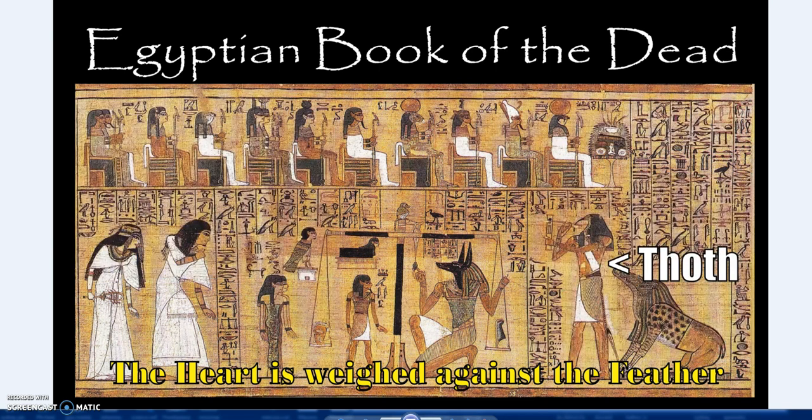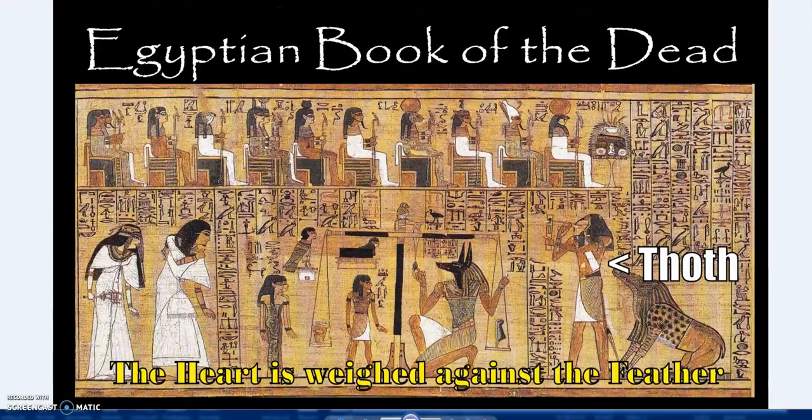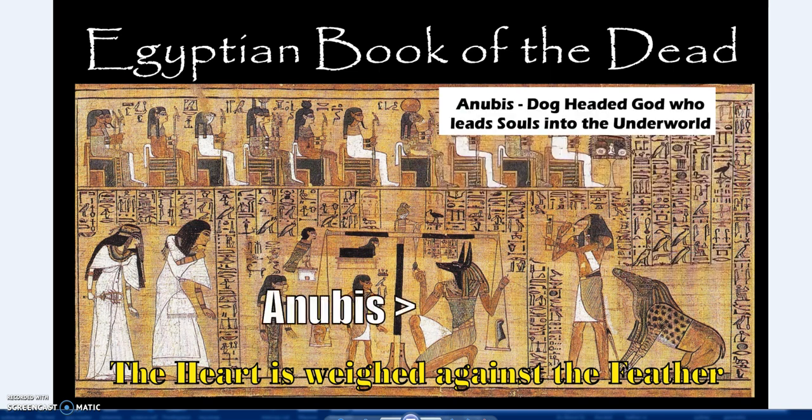And we also have Thoth, the bird-headed god. Now, he's the god of knowledge. He's also the Egyptian god of weights and measures, knowledge, science. So these scientific connections too. So Anubis, the dog-headed god who led souls into the underworld.